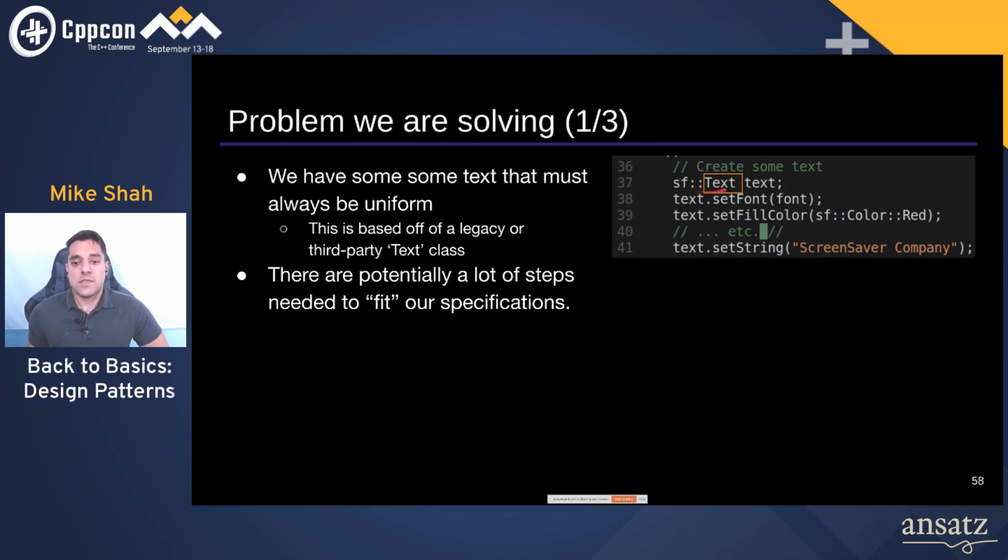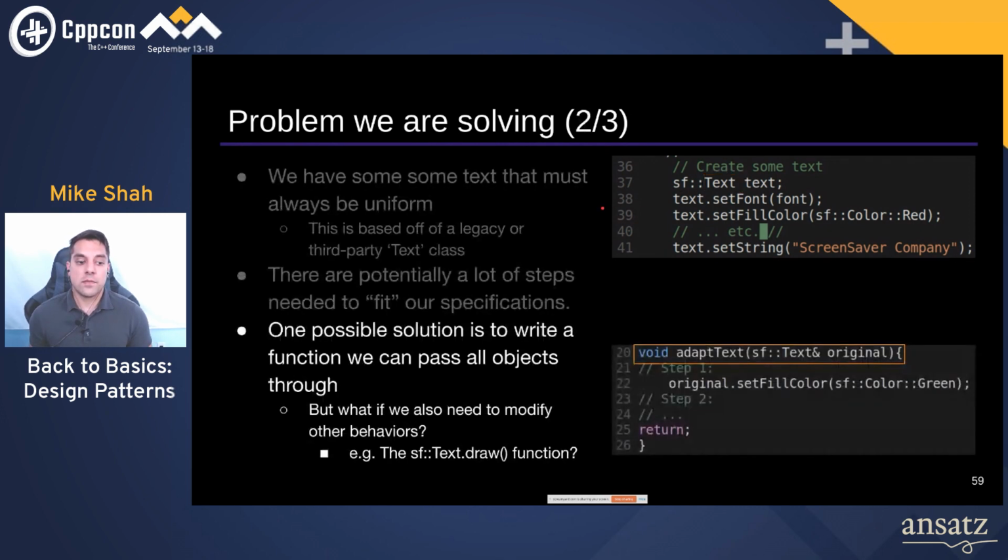But we don't own this, so we can't necessarily change it, or at least I, as the programmer, don't own it for my task. So there's potentially a lot of steps to fit if we want to fit our specification, meaning we had to set the particular font or the particular color and the uppercase the letters and so forth. So one possible solution you might think of is, hey, let's just write a function that we can pass this text object to, and it sets up all the proper values.